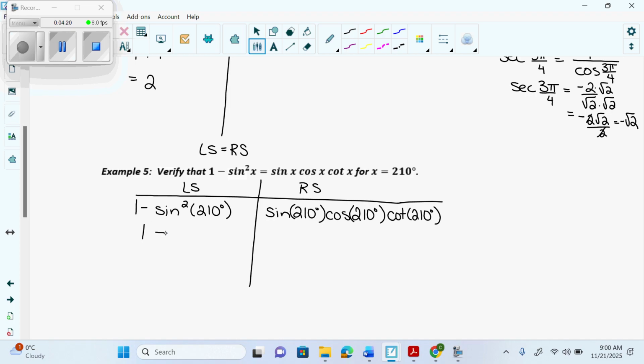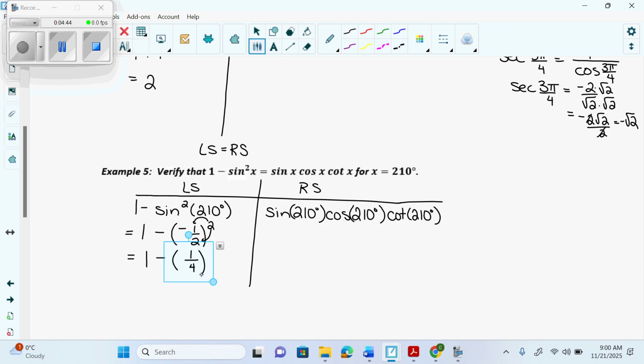What is y at 210? Negative 1/2, and then I have to square it. An equal sign down this side. And I can do some math if I want. 1 minus, I square the negative 1, and I square the 2. So I'm going to get 1 over 4.